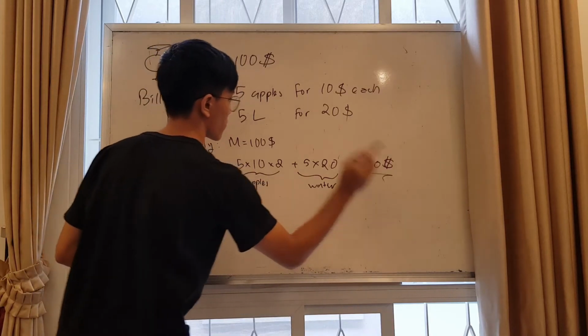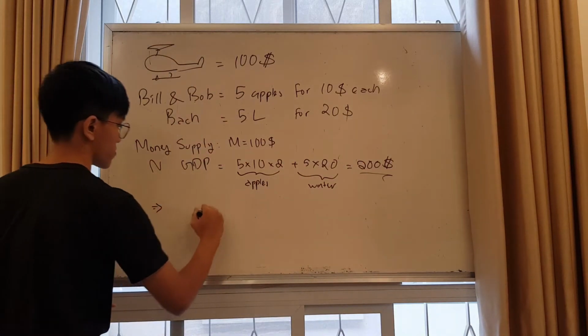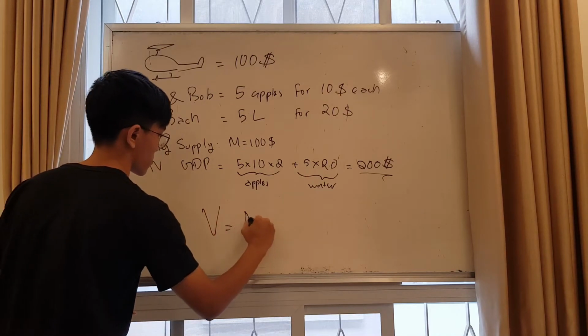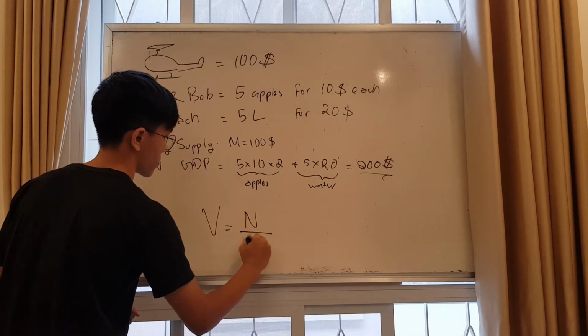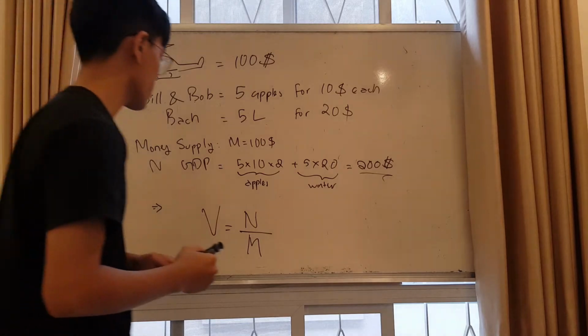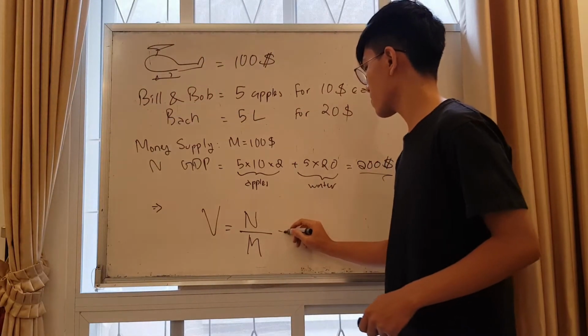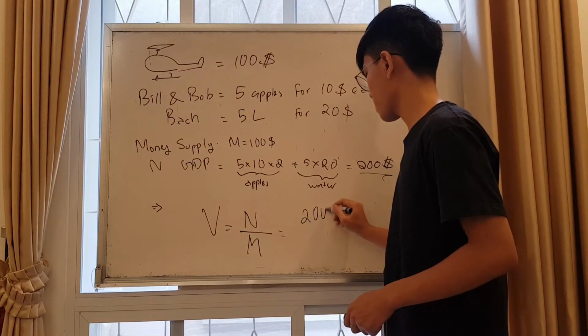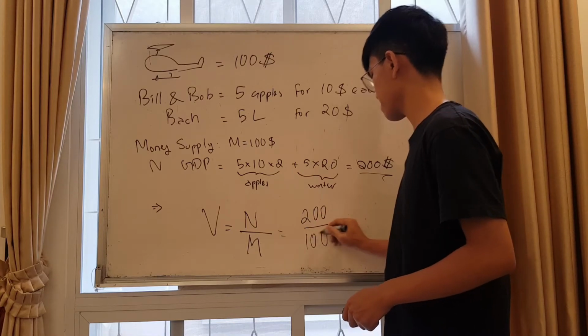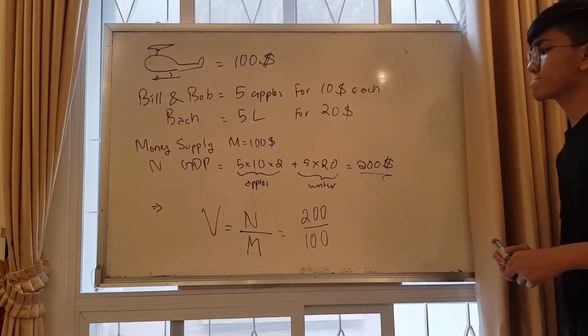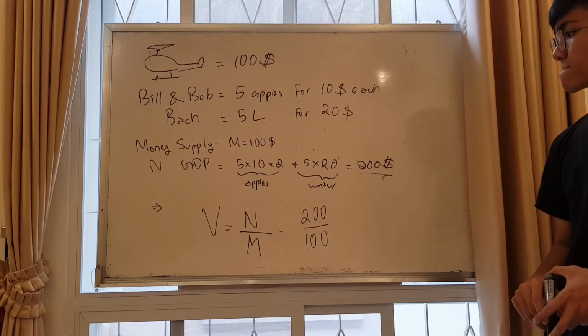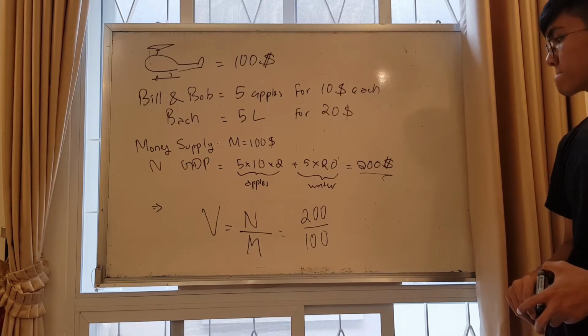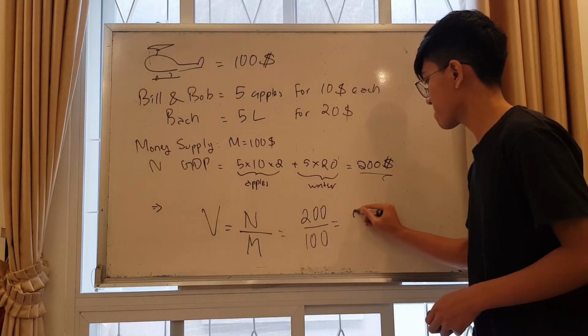And so we can plug it all into the equation. V equals nominal GDP over money supply, which equals 200 divided by 100, or 2 times per dollar per month. This just means that each dollar in the economy is shuffled from one hand to another 2 times in 1 month.